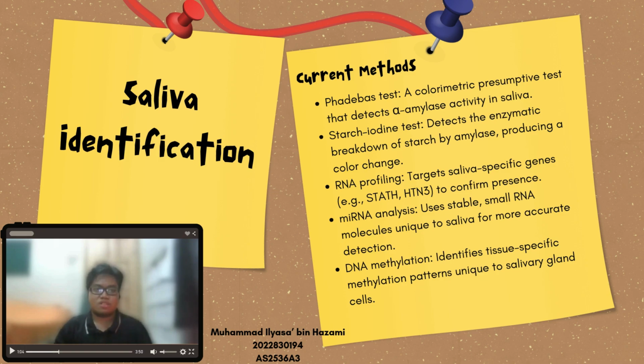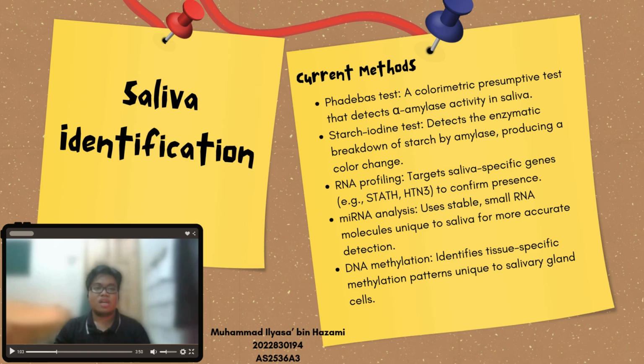For more reliable results, forensic scientists use RNA profiling. These methods detect genes such as statherin or STATH and histatin 3 or HTN3 genes, which are only expressed in salivary glands. An even newer and more sensitive approach is miRNA analysis, which uses small, stable RNA fragments that are highly specific to saliva and can also survive environmental degradation.